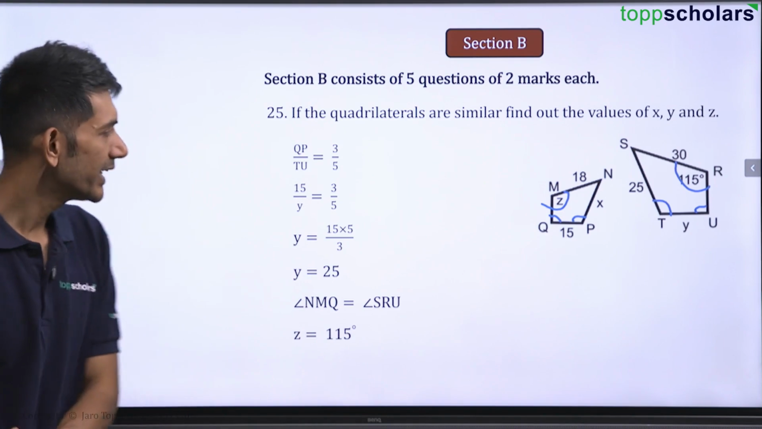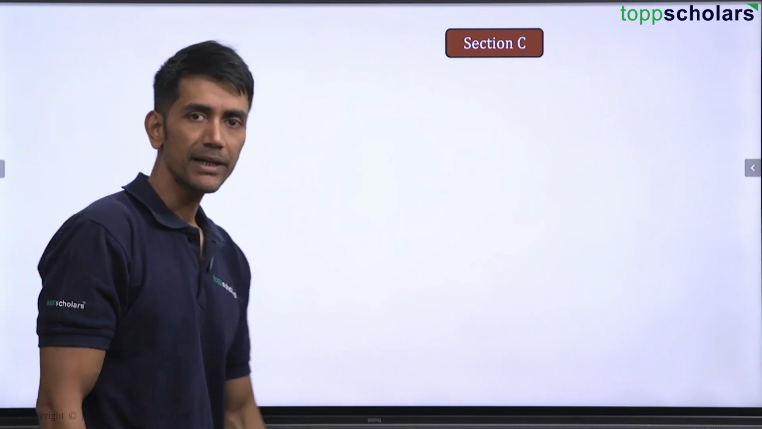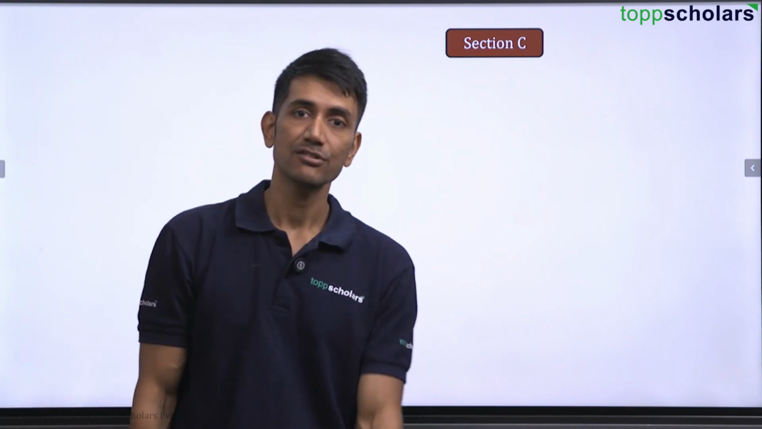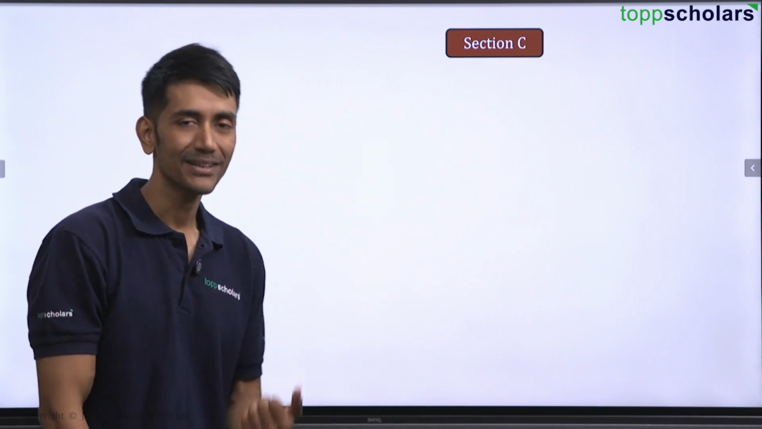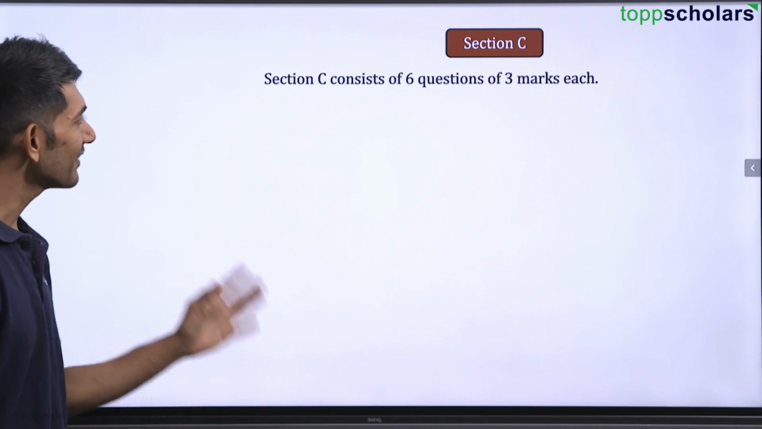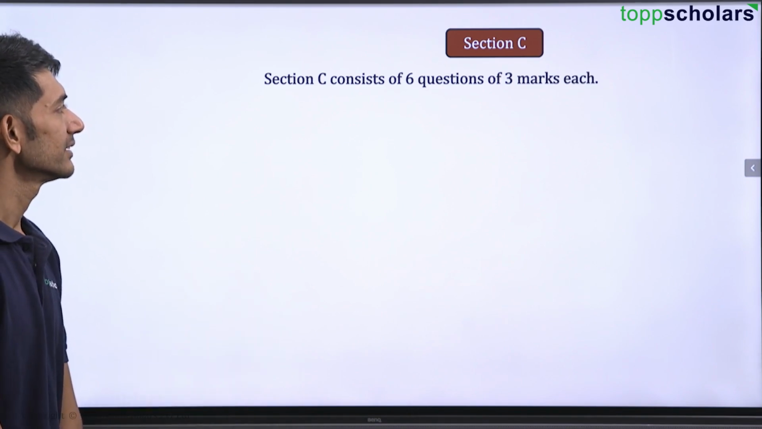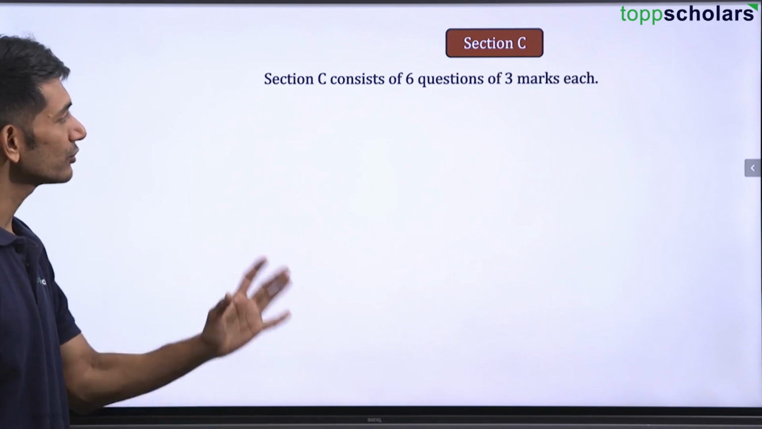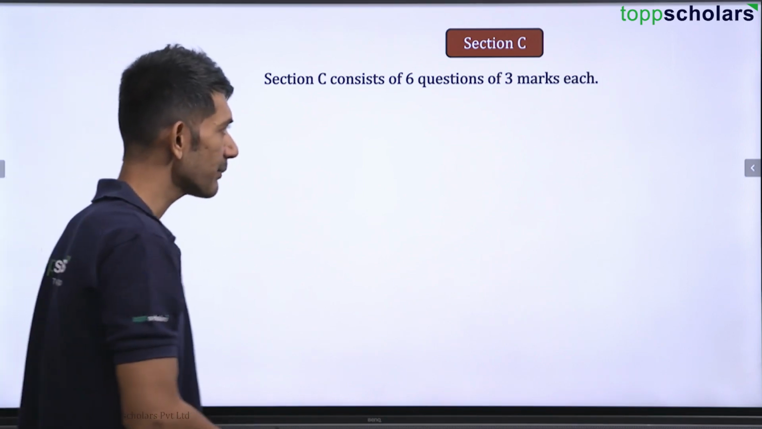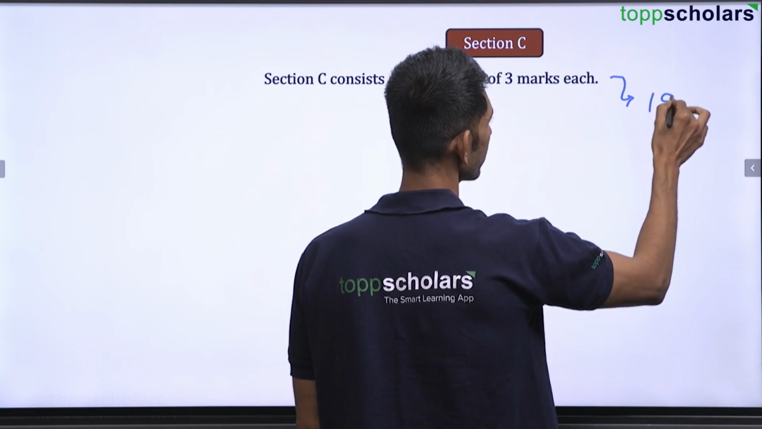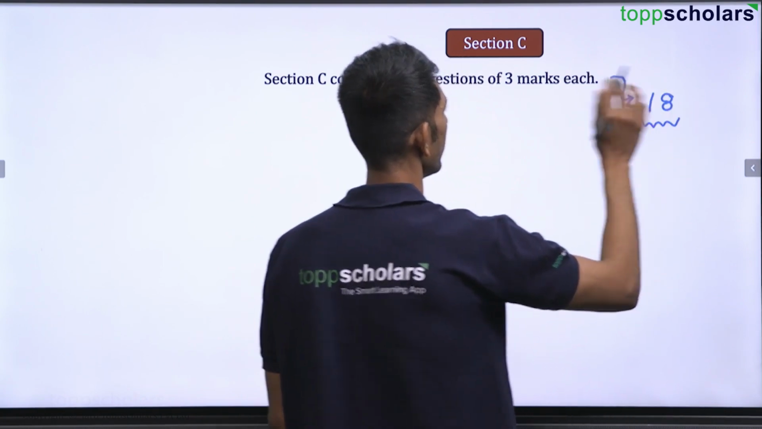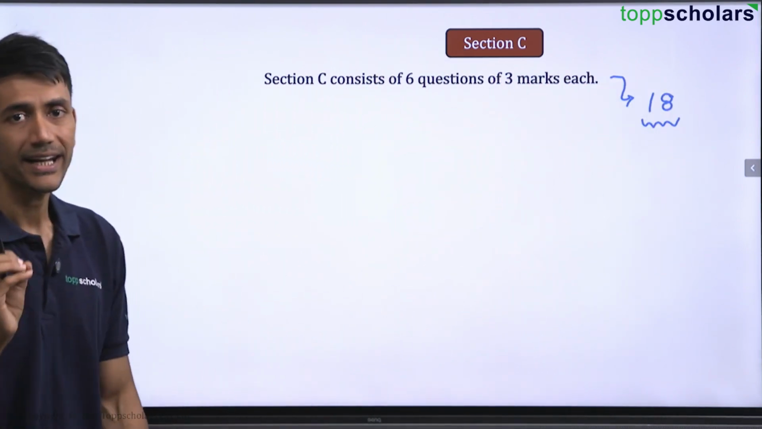So easy. So section B is completed, and now we will move to section C, which is very important because the level of difficulty is going to increase, right? This section has 6 questions of 3 marks each. Can you tell me what is the weightage? The weightage is 18 marks, right? The weightage for this is 18 marks.